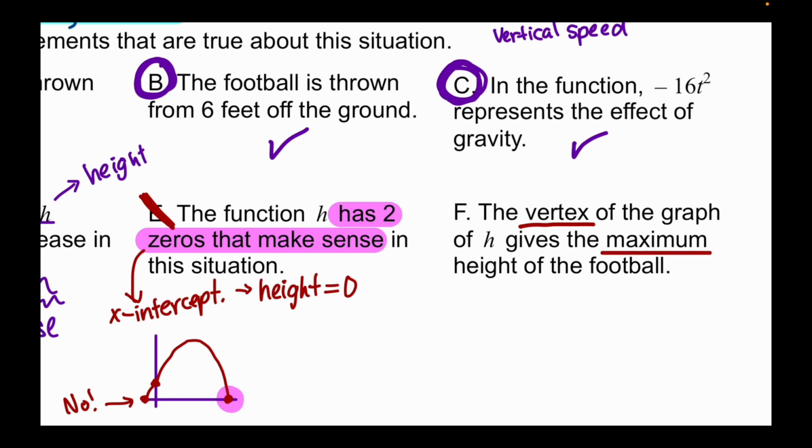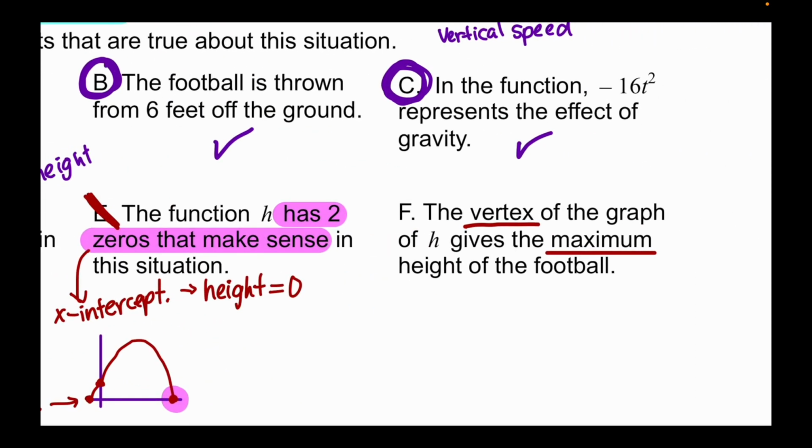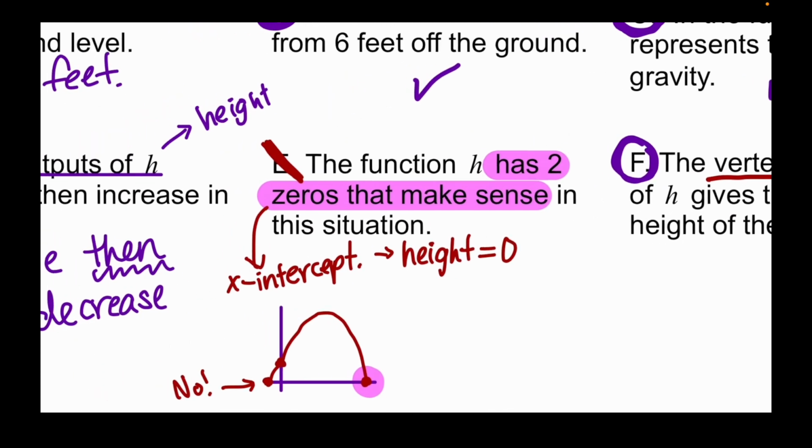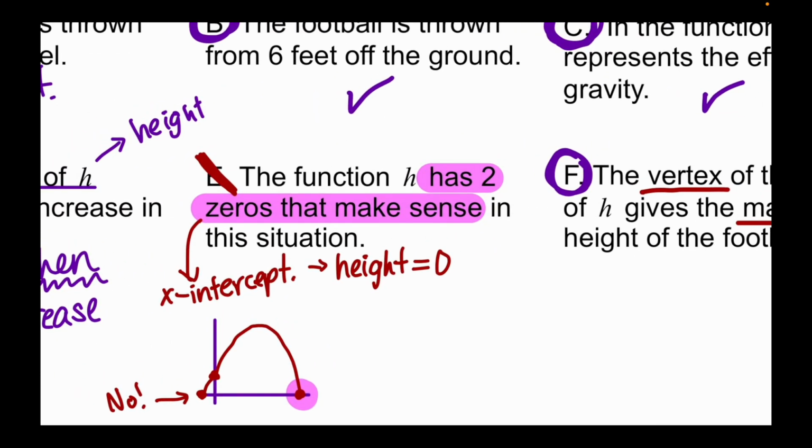And then since this is the height of the football, it is going to be going up and then back down. And it is the height. So yes, F is true. The vertex will be our maximum height. Kind of like you can see in my little graph over here, the vertex is this point here.